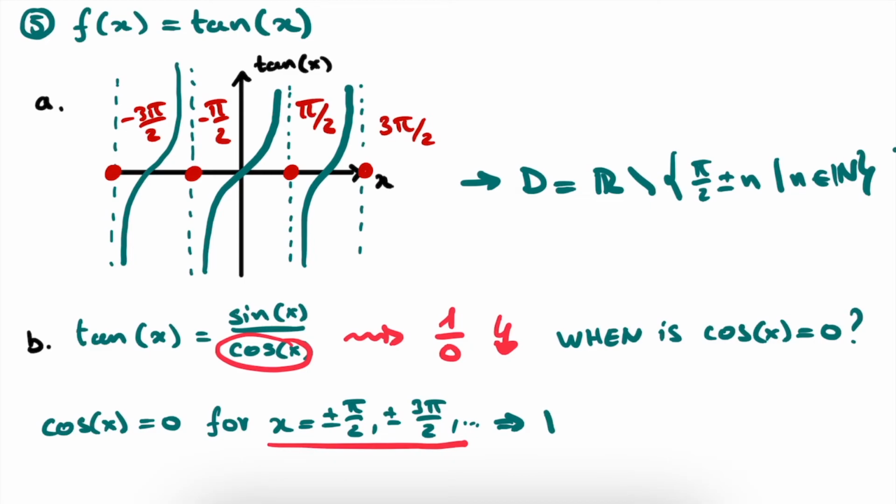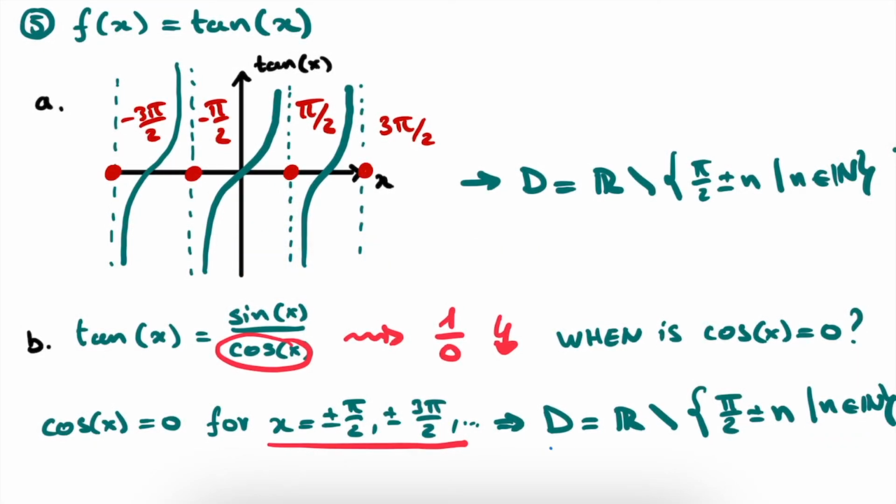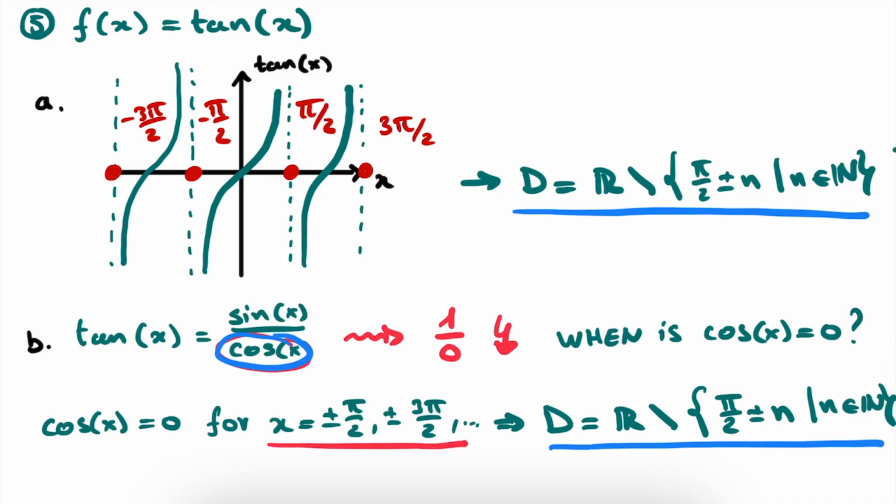And therefore we conclude that our domain is simply all of the real numbers without the following x's, namely pi over 2 plus or minus n, for which n is a natural number. And now at this point, of course, we see that the result that we've gotten from looking at this cosine in the denominator gives us the same result as the graphical interpretation, where we had to remember how this graph exactly looked and all of these numbers, at which point there was an asymptote.